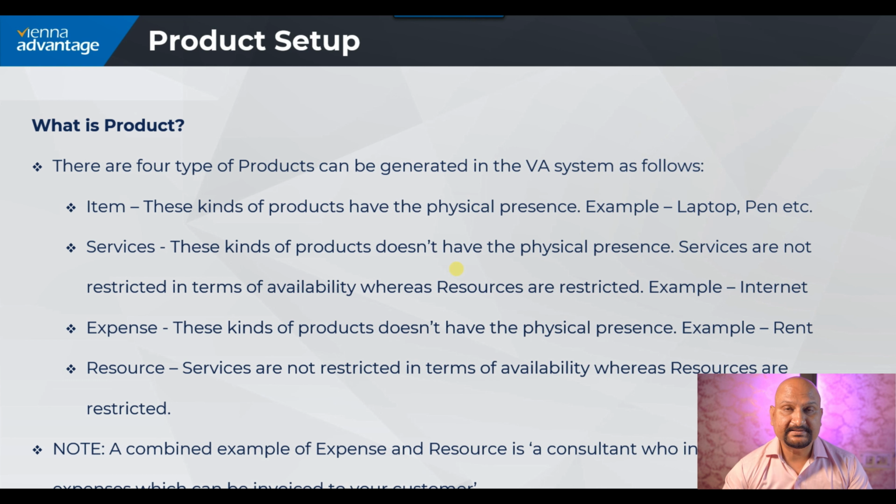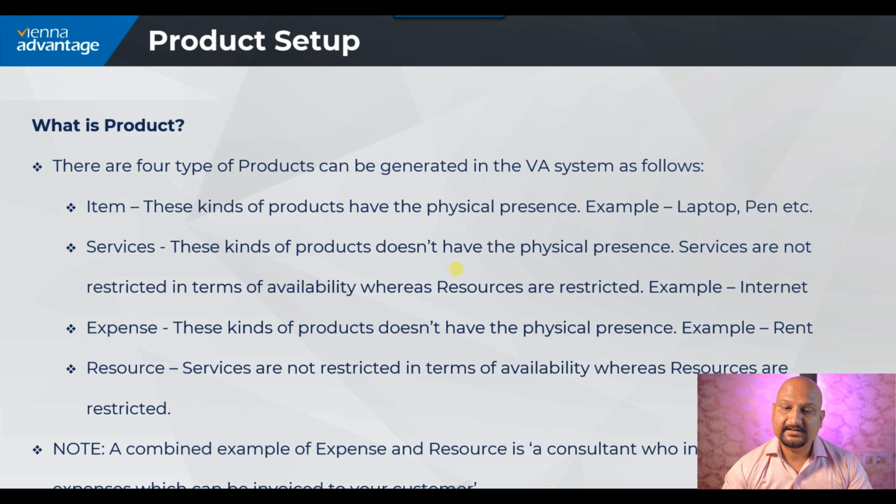The third type is basically the expense type. These kind of products don't have a physical presence. These can be rent, petrol expenses. So all these expense type products can be generated as a product in the VA system instead of charges. Then we have the resources.